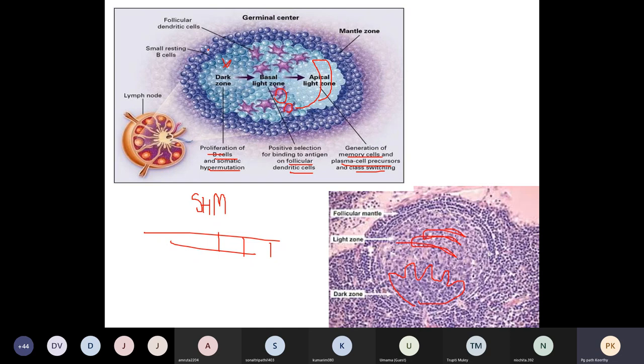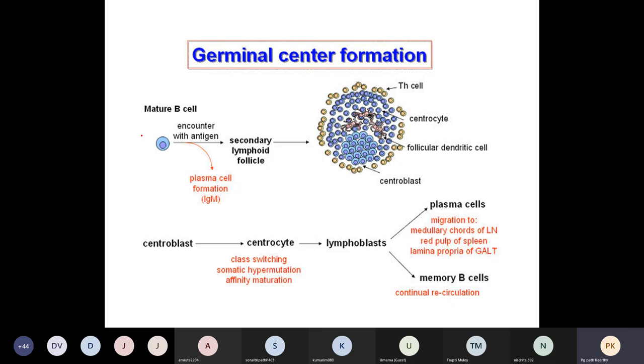Here exclusively your centroblasts are present. Who are present? Centroblasts. Okay, so now coming to the formation of germinal center. So obviously you have naive B cell, it gets exposed to antigen, then it will run and come to your follicle and form the secondary follicle.